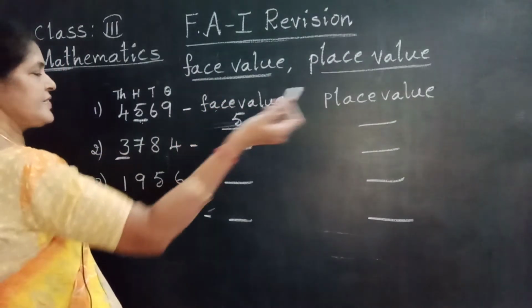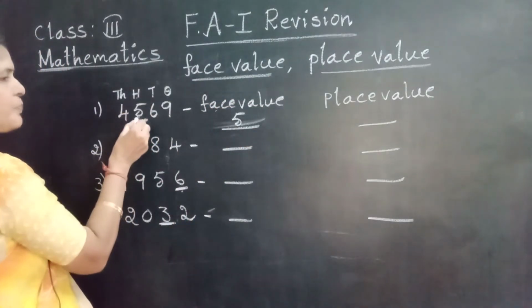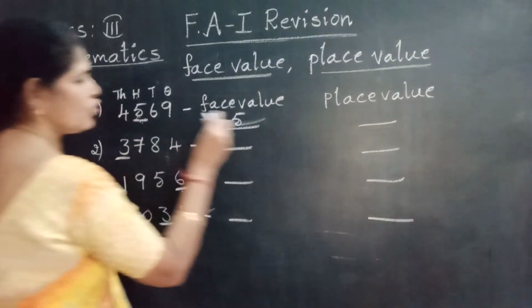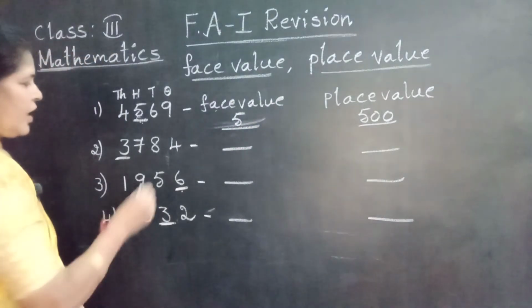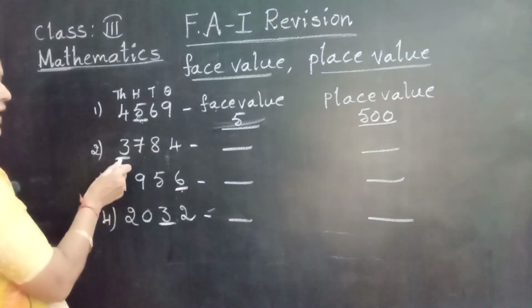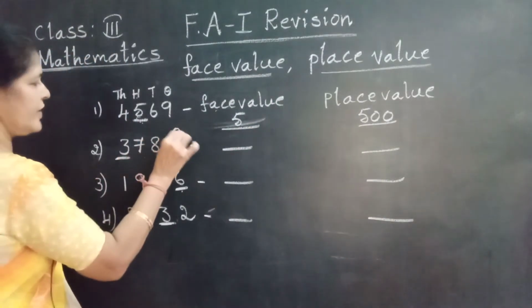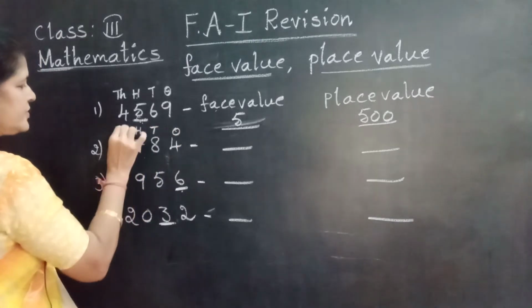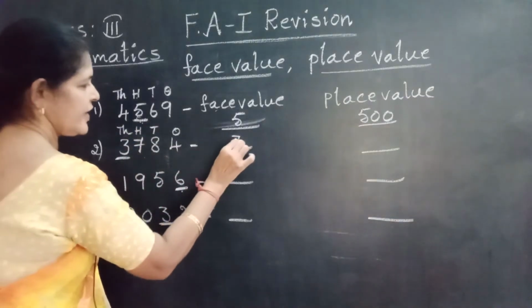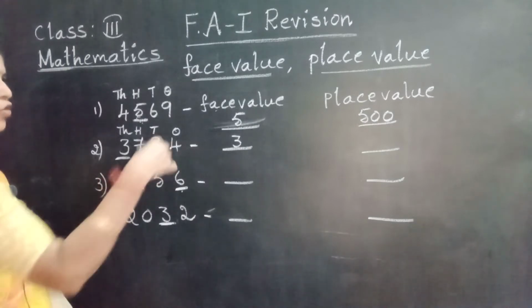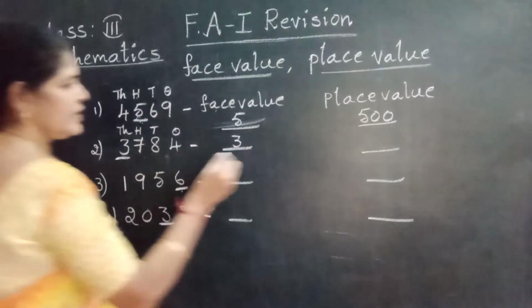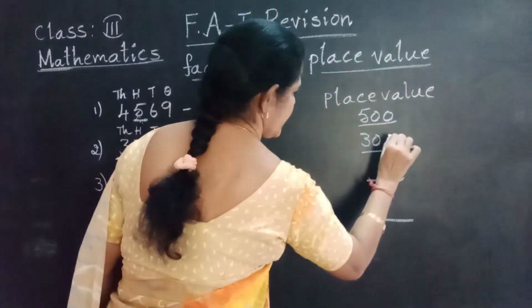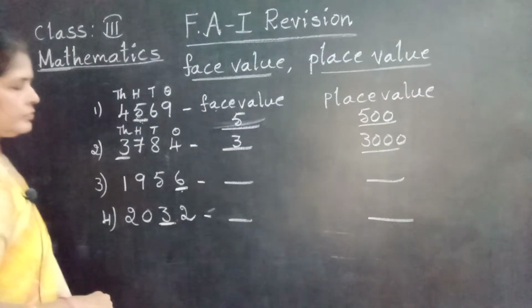Now write the place value. 5 is in the hundreds place. That means the value goes to 500. Now come to second number. Underline number is 3. Ones, tens, hundreds, thousands. No change in the face value. Now go to place value. 3 is in the thousands place. The value of 3 is 3000.